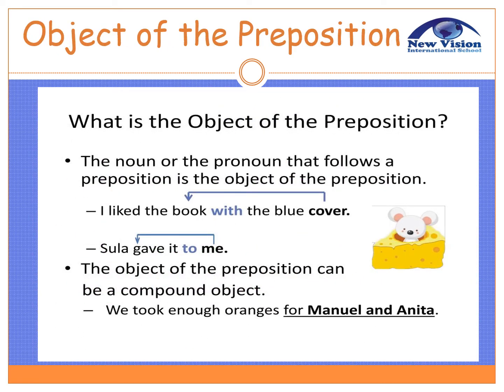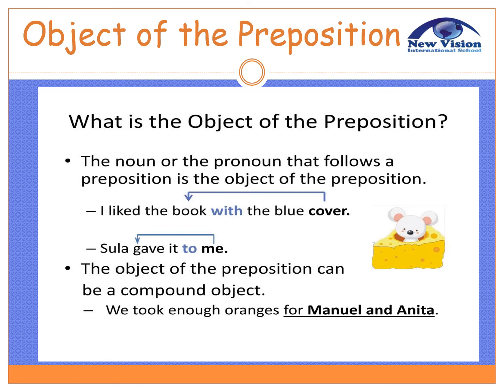Let's go to the last one, which is the object of the preposition. What is the object of the preposition? The noun or the pronoun that follows a preposition is the object of the preposition. Look at the example below. I like the book with the blue cover. Your prepositional phrase is with the blue cover. Your preposition is with, and your object of the preposition is cover, which is referring to the book.